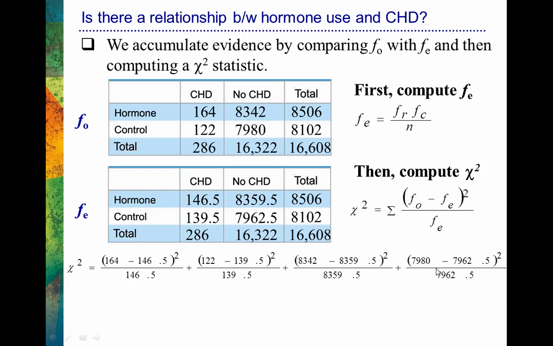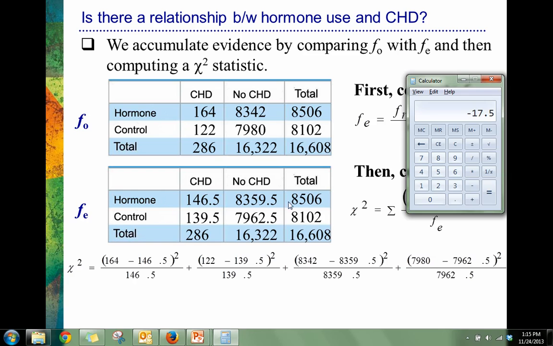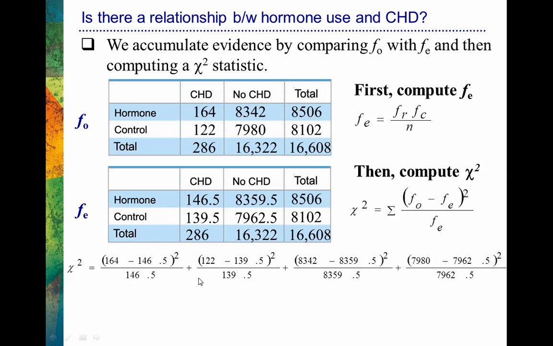So here I've laid that out for the remaining cells. That would move us on to this next step where we would see 17.5, that value squared, divided by 146.5. Here we'd have negative 17.5, that value squared, divided by 139.5, and so forth. So now we can just go ahead and work out those values. Let's look at each one of these fractions independently.